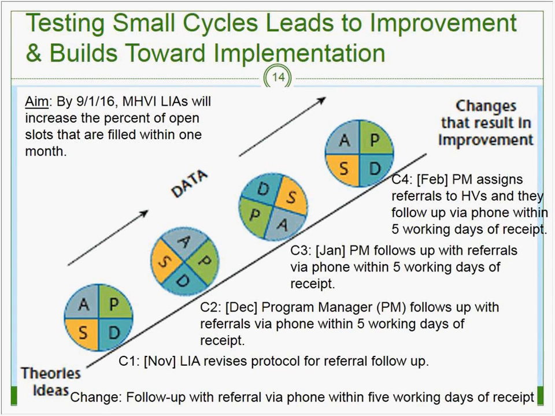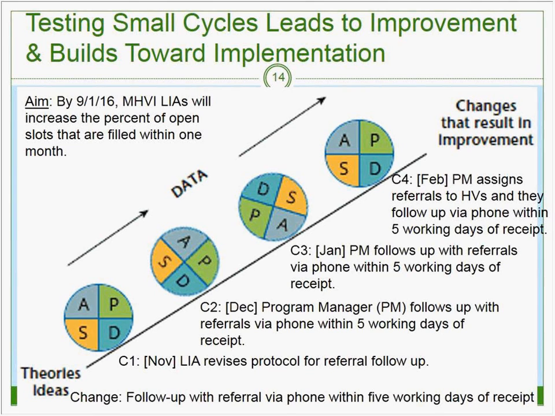They decided that they were ready to move forward in the next month, so they rolled into another smaller mini cycle. So cycle 2, you see in December, the program manager followed up with referrals by phone within 5 working days of receipt. They looked at this, like we mentioned in the last slide, and said, okay, there are some good things about this, but we don't have enough data, so we need to do it a little bit longer to collect more data since we only had 3 referrals to really work on. So in January, 1 more month of a cycle, they decided they would do the same thing, that the program manager will follow up with referrals by phone within 5 working days of receipt.